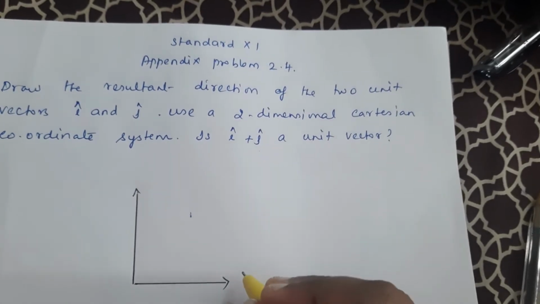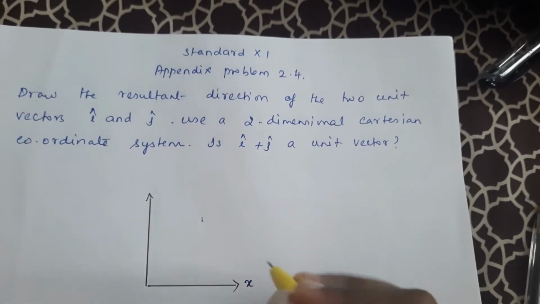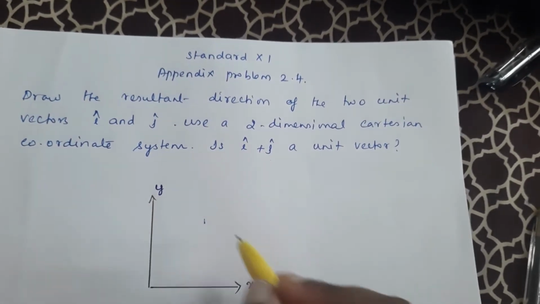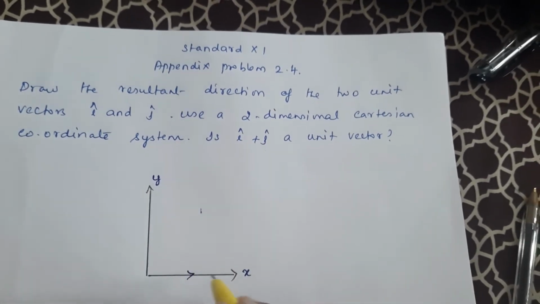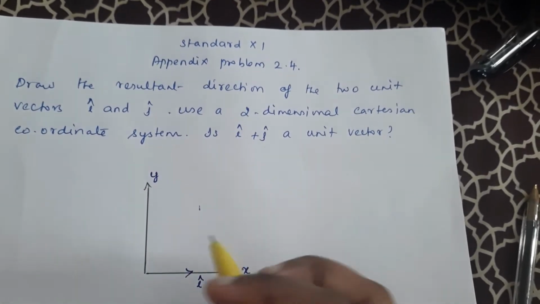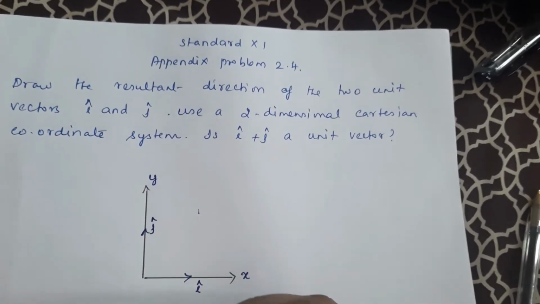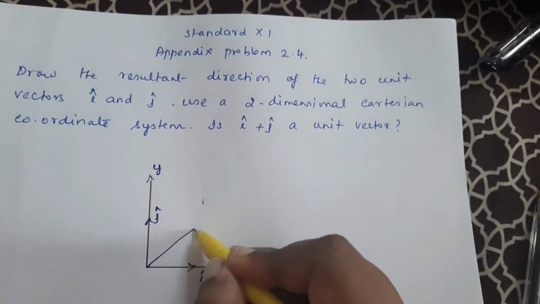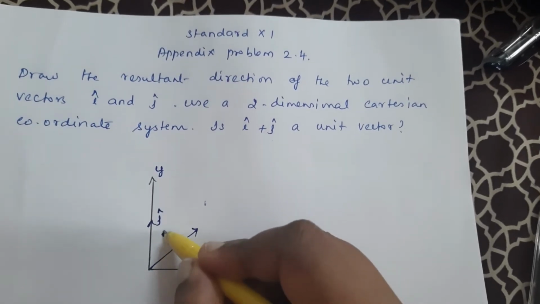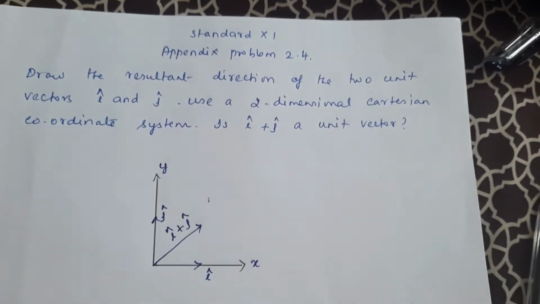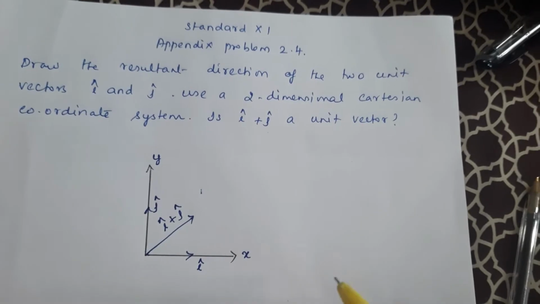Okay. Now I am going to take a coordinate system, x and y. Now the unit vector along the x direction is i vector. The unit vector along the y direction is j vector. So what is the resultant vector? The resultant vector is i vector plus j vector.